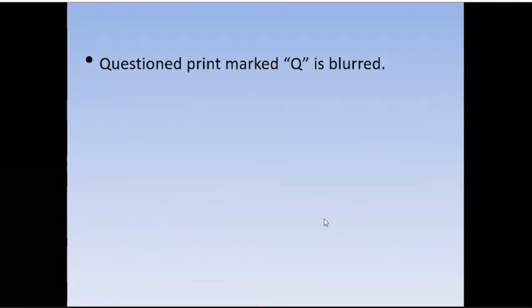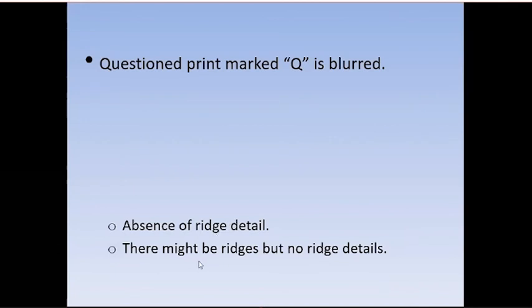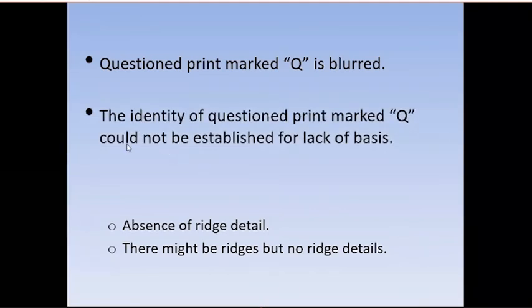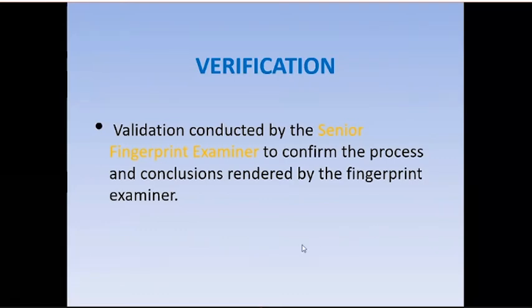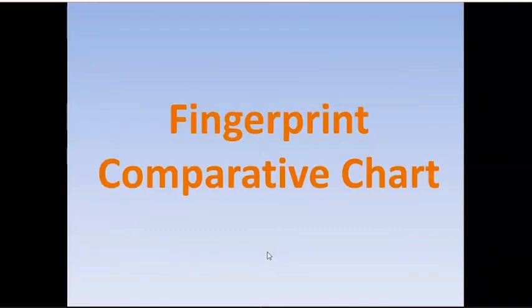So, kung wala naman ito, kung walang ridge detail, ito ang iyong findings. Question print mark Q is blurred kasi wala siyang ridge details. Meron siyang ridges, pero wala siyang ridge details o ridge characteristic. So, ano yung conclusion? The identity of question print mark Q could not be established for lack of basis. Yan. Then verification that must be done by the senior fingerprint examiner. Ito yung comparative chart.